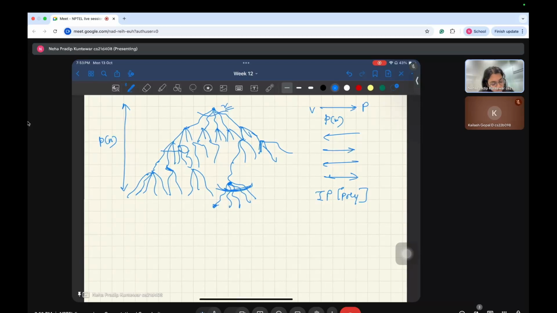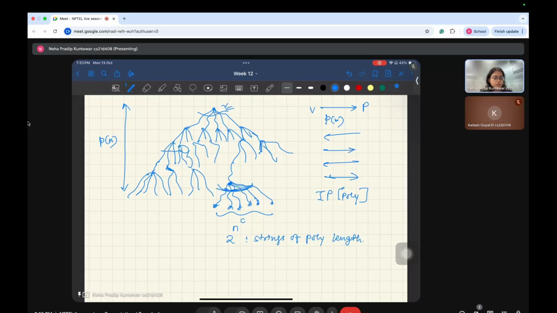So potentially the leaves could be all possible strings of polynomial length. So how many strings are there? There are 2 to the n to the c many strings of poly length. Okay. So although the depth of the tree is guaranteed to be polynomial, the number of leaves together could be exponentially large.